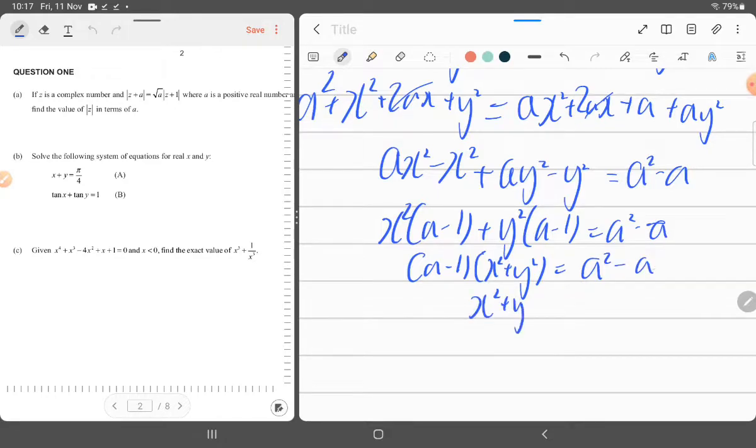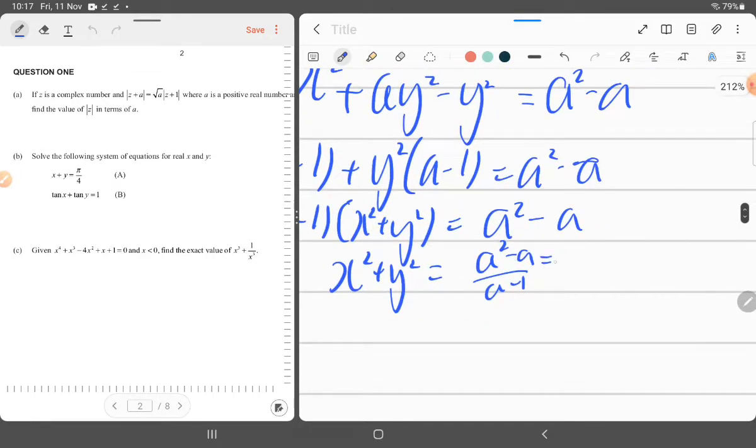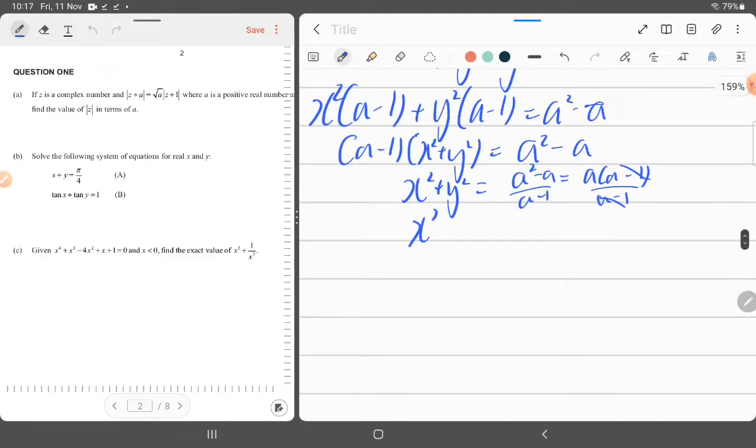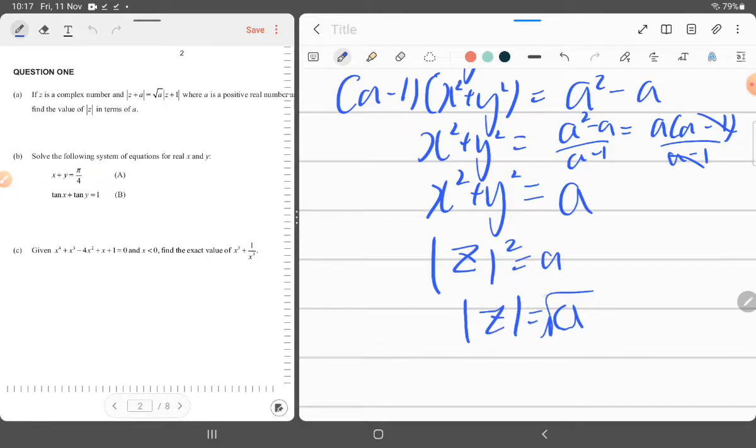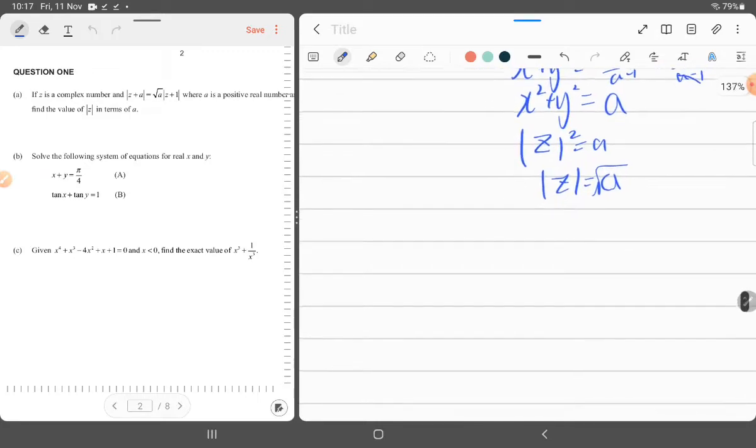X squared plus y squared is equal to a squared minus a over a minus 1, which is a, because a minus 1, these two cancel out. So x squared plus y squared is equal to a, which means the absolute value of z squared is equal to a, so the absolute value of z is equal to the square root of a. In the exam I forgot to square root the a, so I probably missed a mark there.